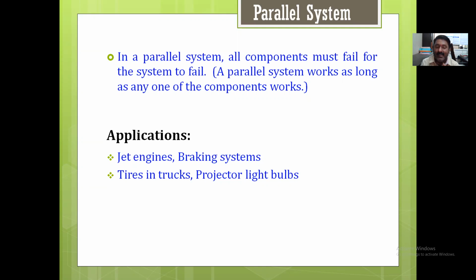Examples here are jet engines, braking systems, tires in trucks, projectors, and many examples in the automobile case, where if any one small part of the automobile fails, it does not have a direct impact on the vehicle. So there are some parallel and some series systems also. It is a complex system, a complex configuration, which includes both series and parallel configurations.